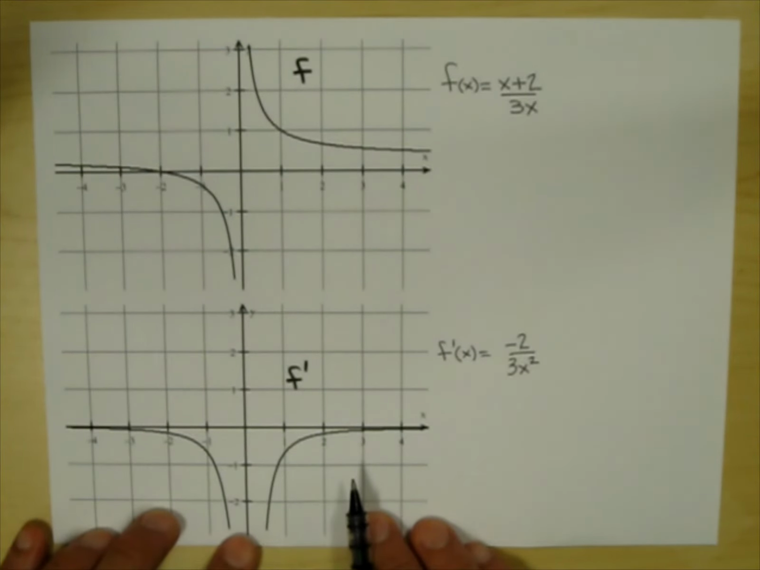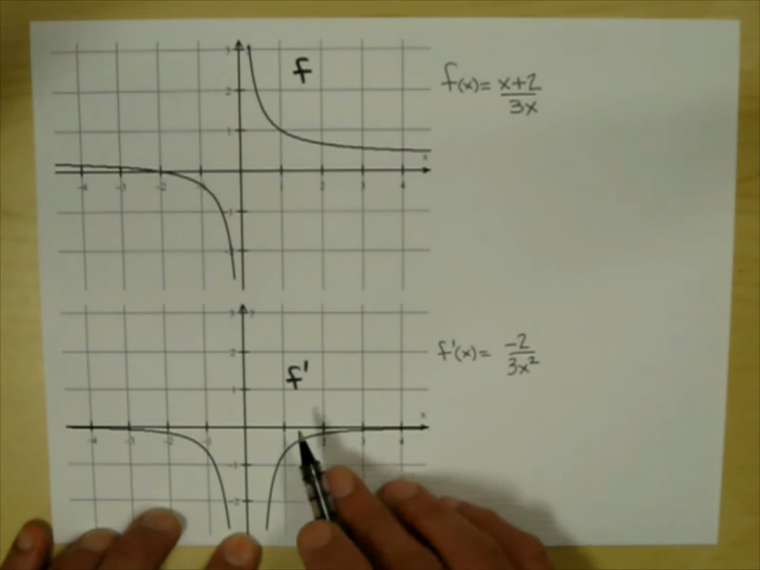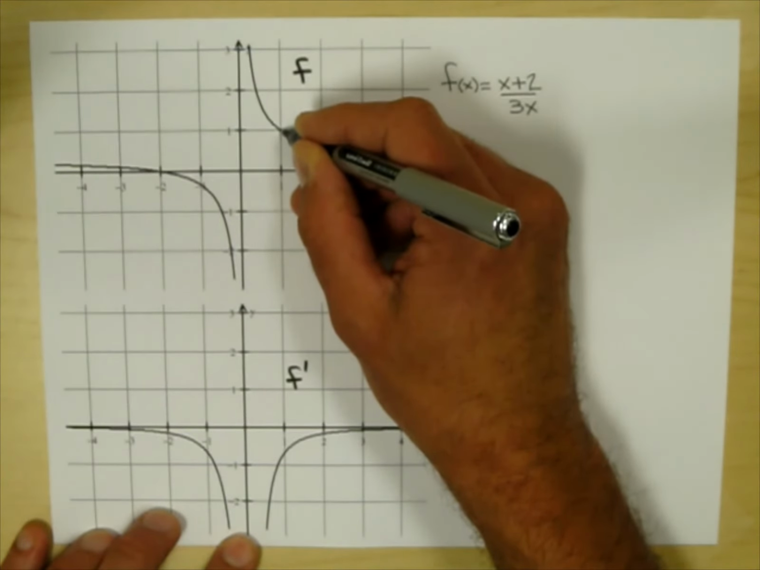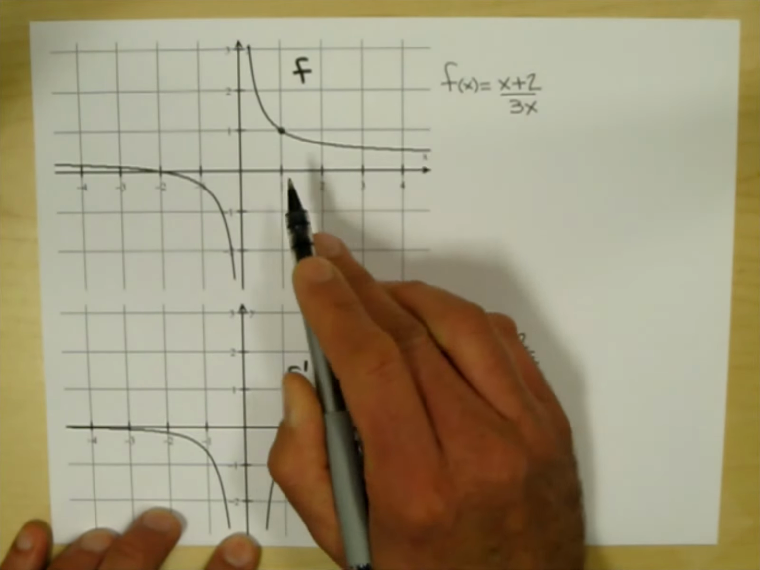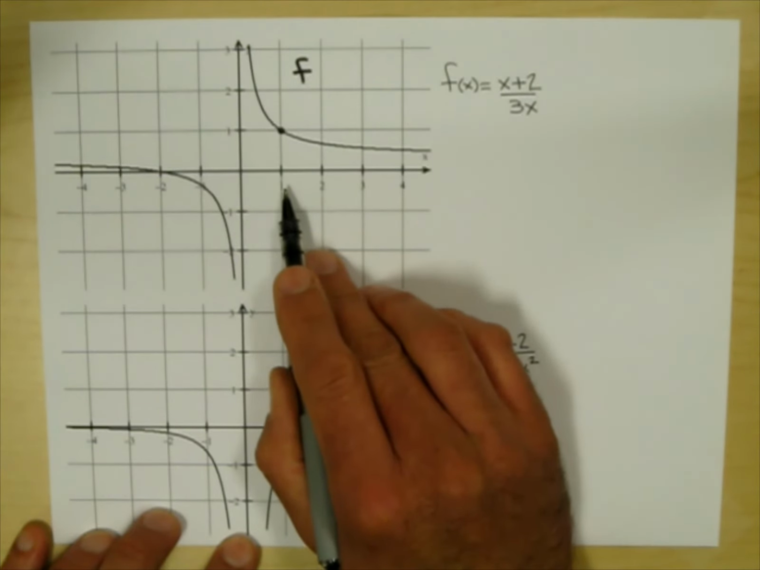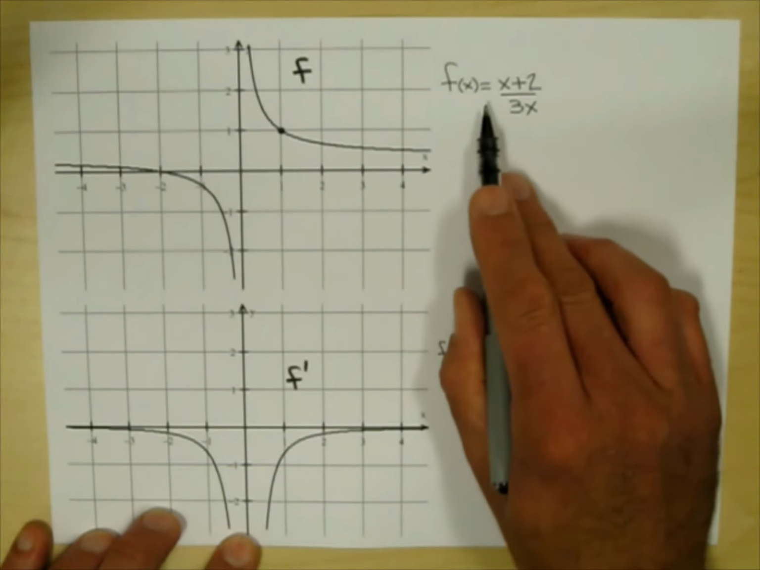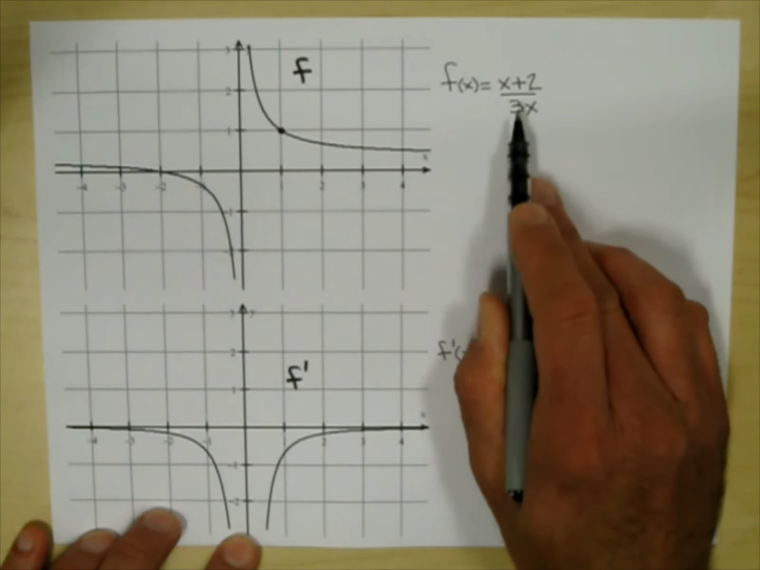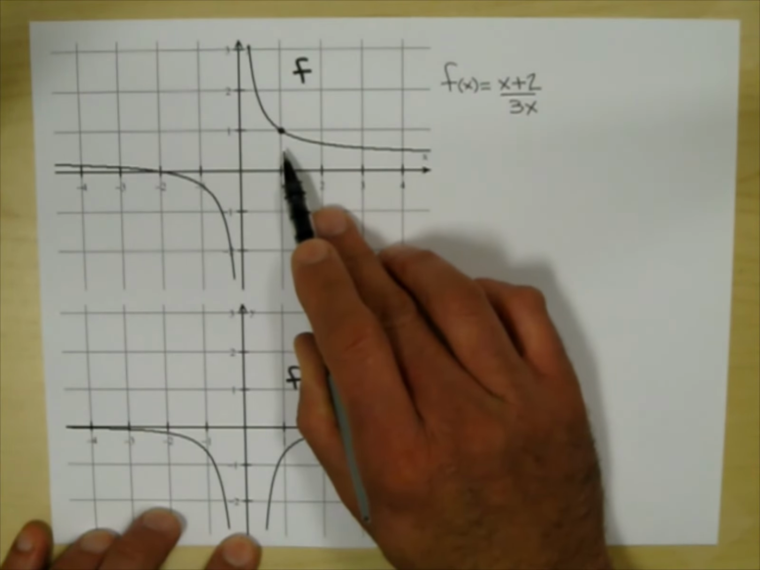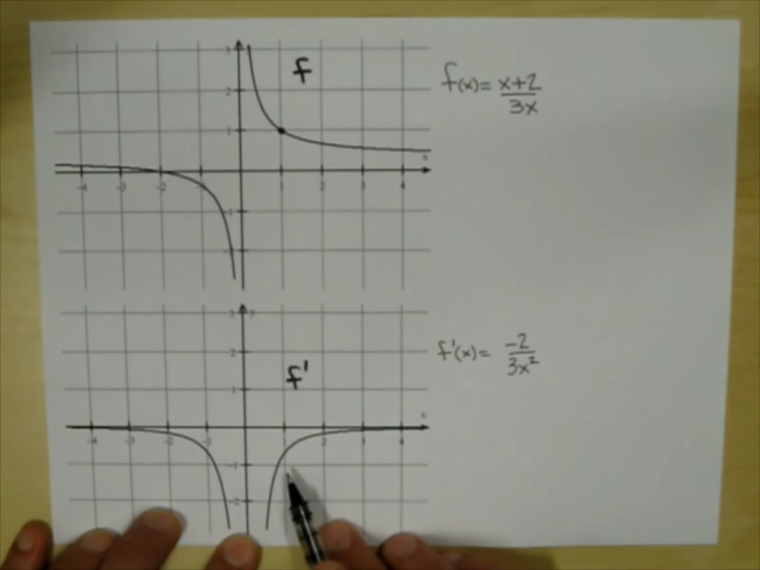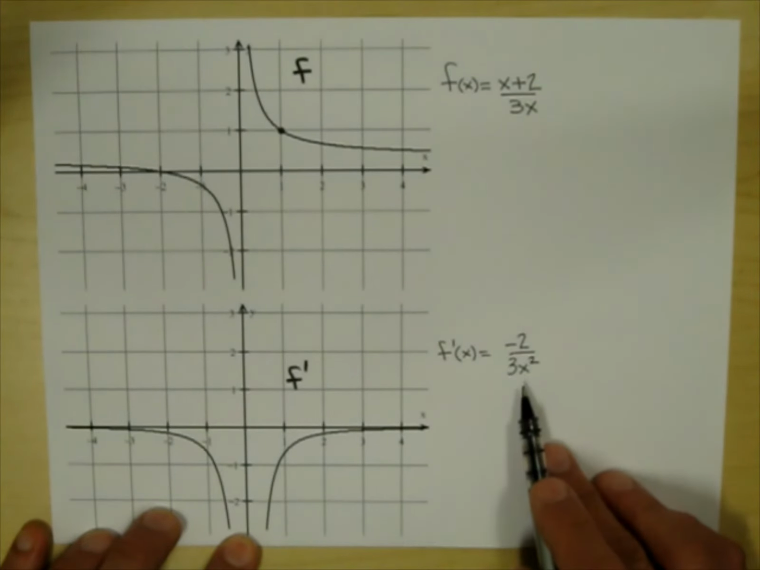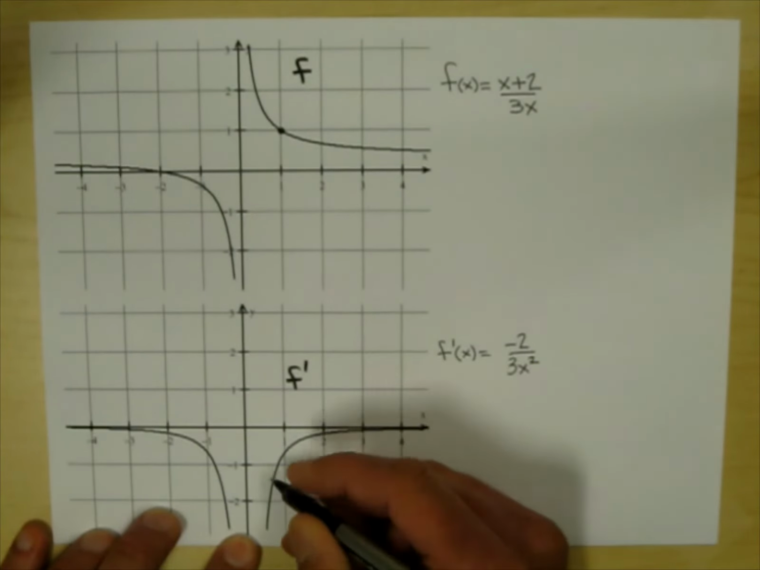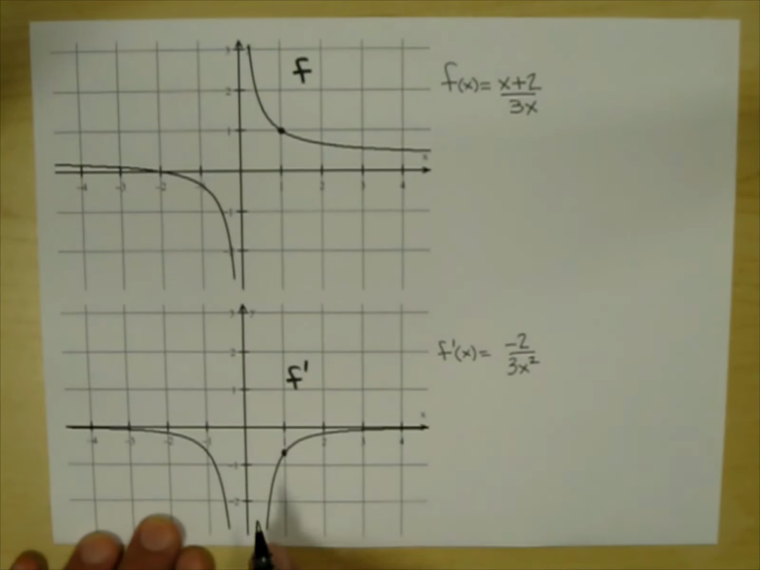And the funny part about this is, you can take a look at this point right here, which is x equals 1. And you can put 1 in there, you get 1 plus 2, which is 3 over 3 times 1, so 3 over 3, which is 1. So that makes sense. Now let's look at x equals 1 down here. When you put 1 into this derivative, it gives you negative 2/3. And so there's negative 2/3 on the y-axis. So yeah, that's what that point is.